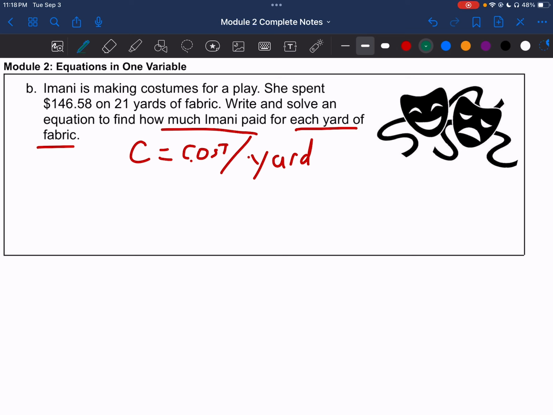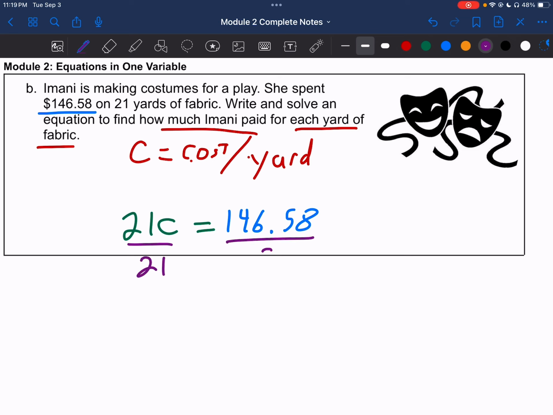So I know that I have 21 yards of fabric that she bought. So 21 times the cost is going to be equal to $146.58. So now I need to solve for C. So I'm going to divide both sides of my equation by 21 to get cost by itself. And so cost is equal to 146.58 divided by 21.